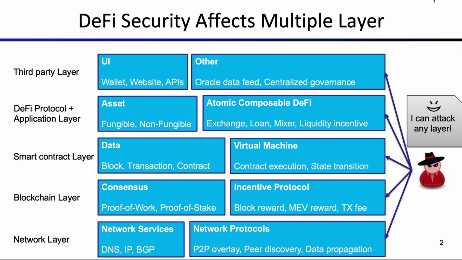Then there's the network layer. You have network services such as the domain name services, IP, the internet protocol, BGP, and the peer-to-peer overlay of permissionless blockchains, for instance. Then you have the blockchain layer. The blockchain layer needs to be secure in terms of consensus protocols, for example, the longest chain rule in proof of work. The incentive mechanisms have to be intact. The block reward needs to be paid. The transaction fees have to be plentiful for miners to be incentivized to extend the chain.